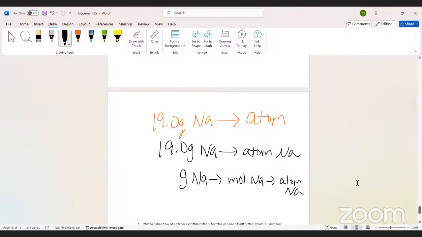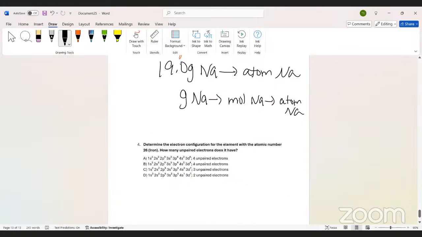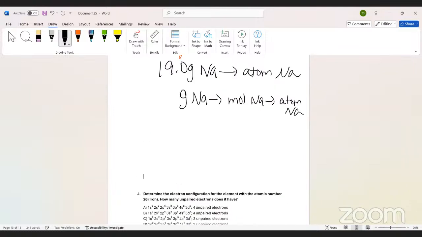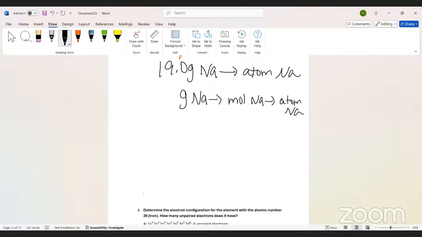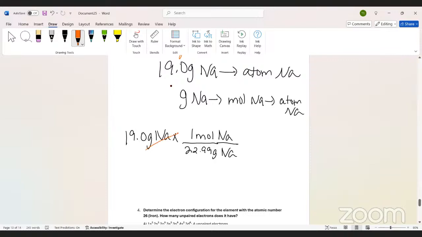It's real simple. It's not going to be hard to do at all. So here's what you're going to have to do. 19.0 grams of sodium times, on the bottom, you have the molar mass that you already provided, which is 22.99 grams of sodium. That's the molar mass. To go from a gram to a mole, you must divide by the molar mass of sodium. So 19.0 grams of sodium divided by 22.99 grams of sodium cancels out those like units.